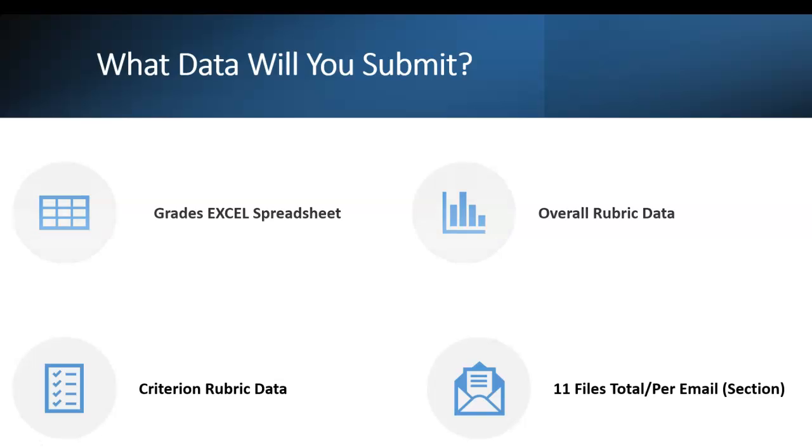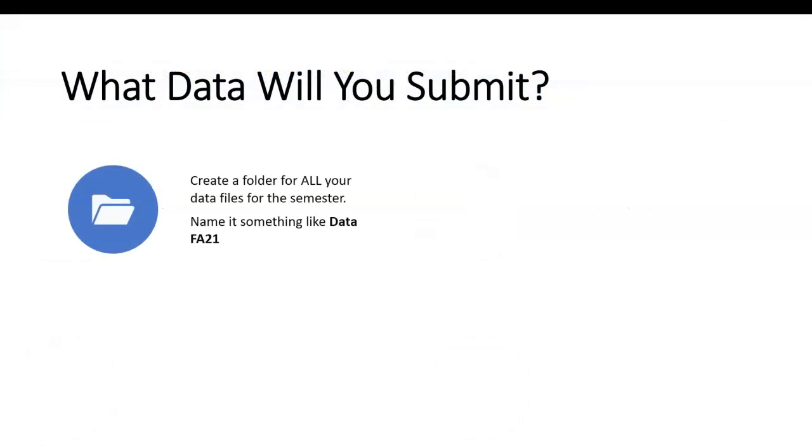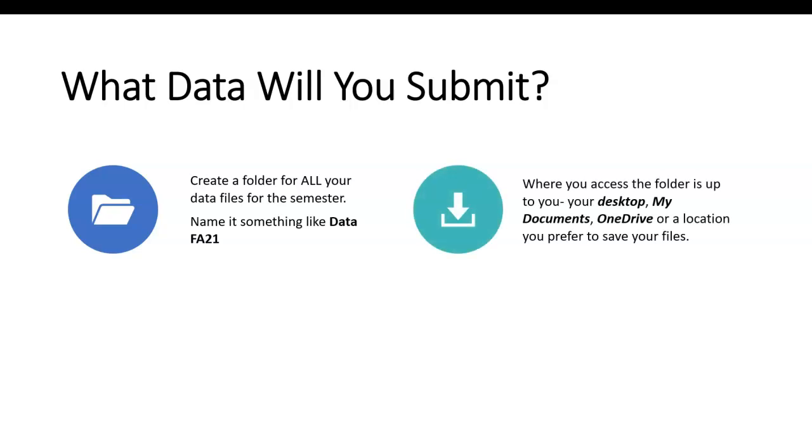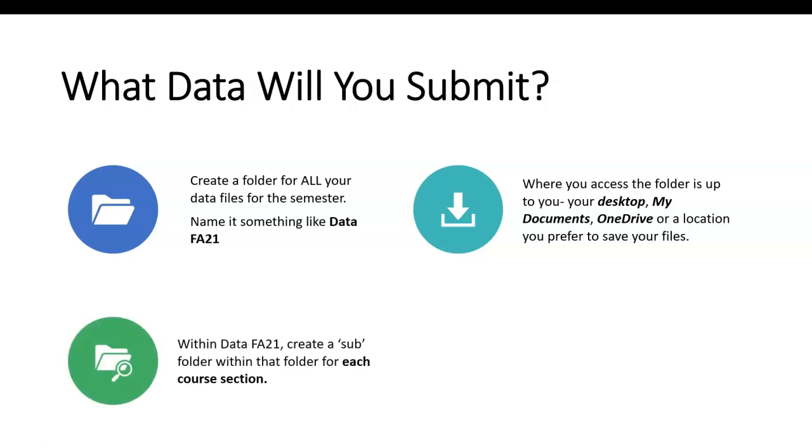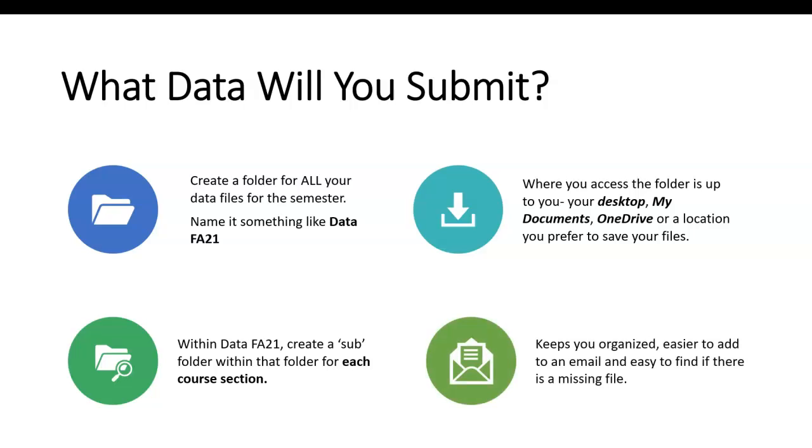It is strongly recommended that you create a folder on your desktop, OneDrive, or a location you prefer to save your files. The suggested step is a folder named Data, Fall 2021, or whatever the semester and year is, and within that folder, create another folder for each course and section. That allows you to easily sort and access the files for the original submission and to find them easily if there is an error or omission.